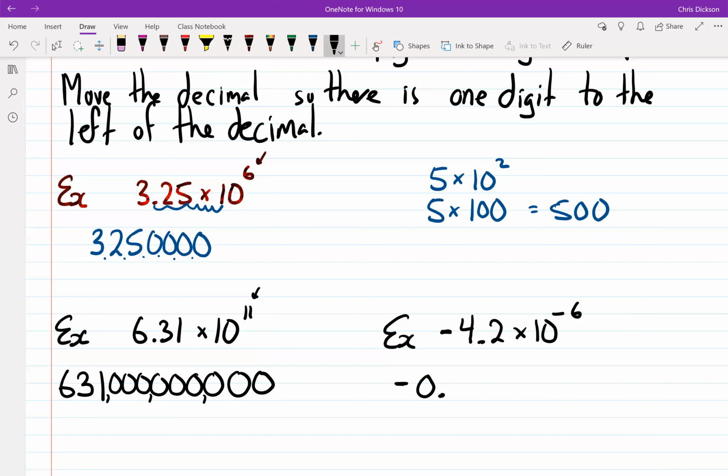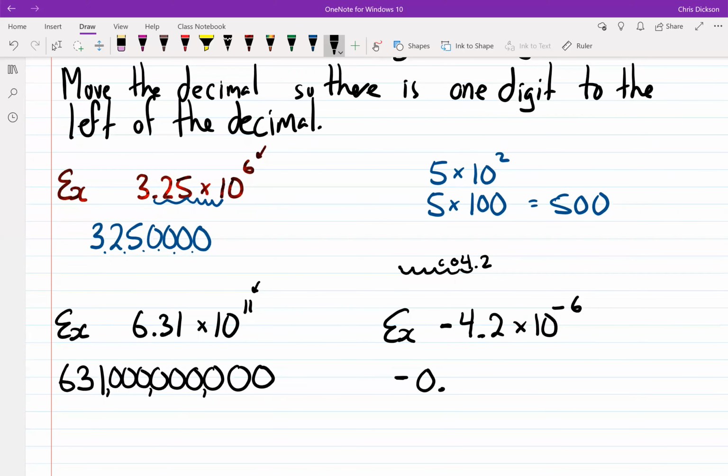Let's just write 4.2 right now. I'm going to move it 1, and then I have to go 2, 3, 4, 5, 6. Let's do that again: 1, 2, 3, 4, 5, 6. So I have to have 5 zeros here. So 0.00000, 1, 2, 3, 4, 5, then 4, 2.